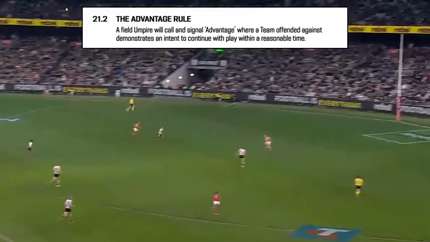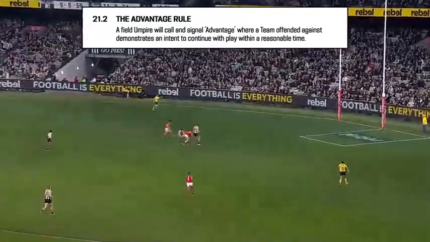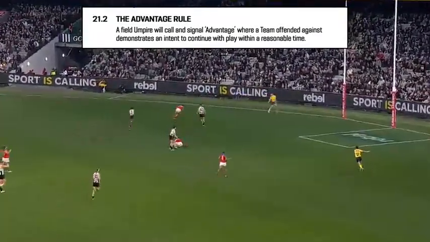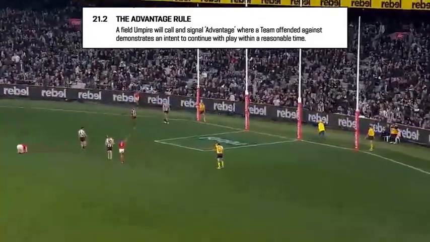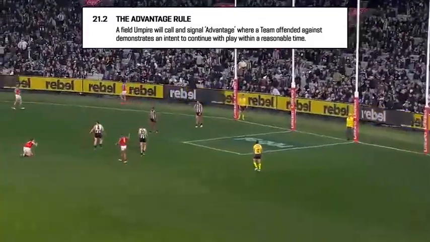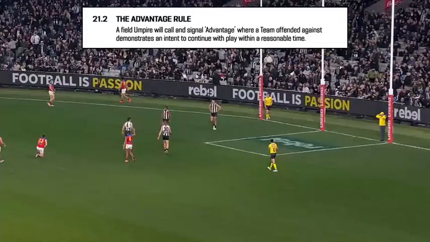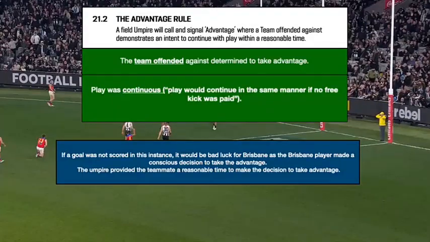That's a yes. Okay, so we look here and go, free kick, Brisbane is determining if they're going to take the advantage. Play is continuous as if the free kick wasn't going to be paid. So the only other thing to note here is this point here. If the goal was not scored in this instance, it would be bad luck for Brisbane as the Brisbane player made a conscious decision to take the advantage.